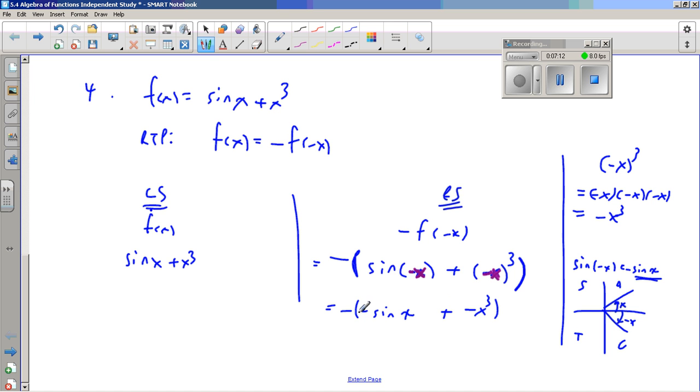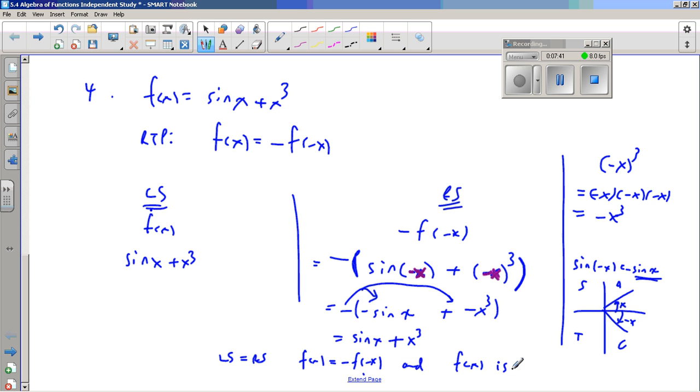But now I got minuses and pluses all over the place. Well, I just want to simplify, so I'm going to distribute that negative sign through the brackets, and I get negative times a negative is a positive, and look what I got. I got left side equals right side, which means this is true, and that function is odd.